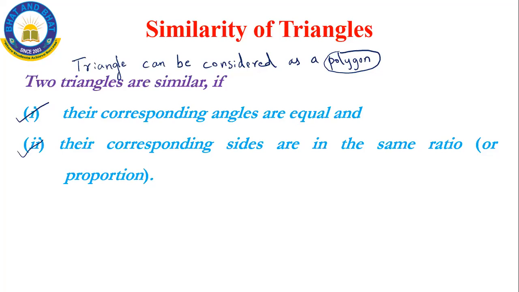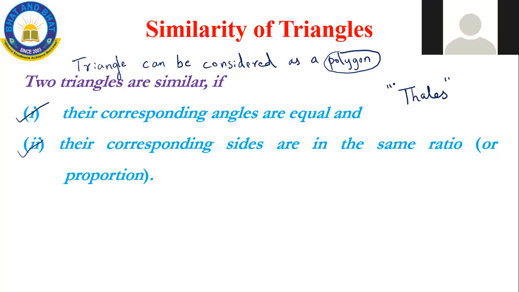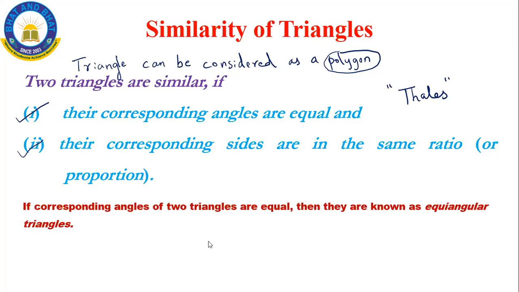And what are the criteria that we are going to refer? We are going to refer to these two criteria. First, corresponding angles are equal, and second, their corresponding sides are in the same ratio or proportion. Actually, there was a scientist by the name Thales. This scientist utilized this, and he gave us some postulates. Before going into that postulate, I would like to provide one theory. If corresponding angles of two triangles are equal, then they are known as equiangular triangles.